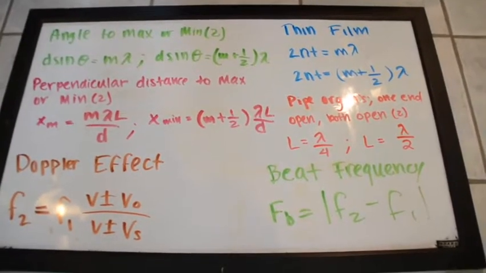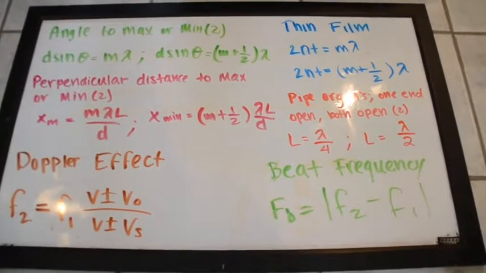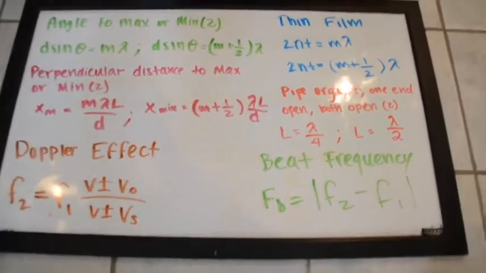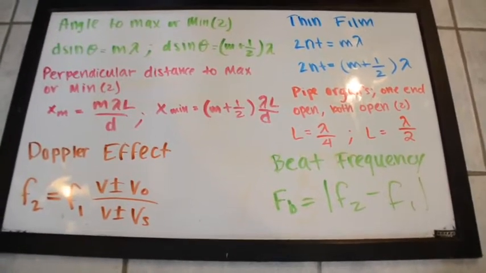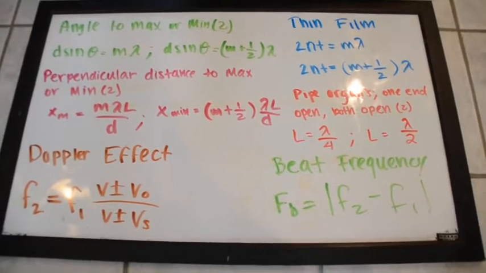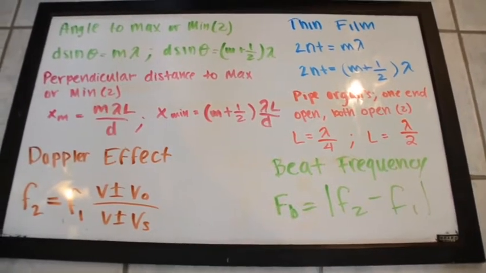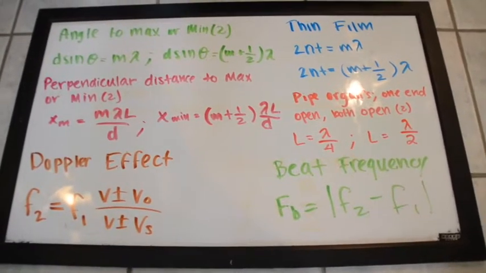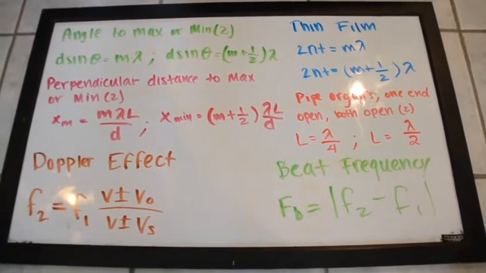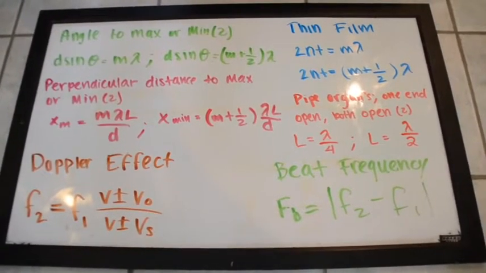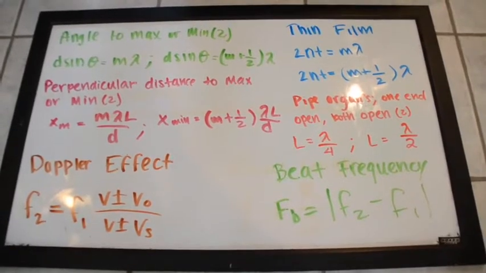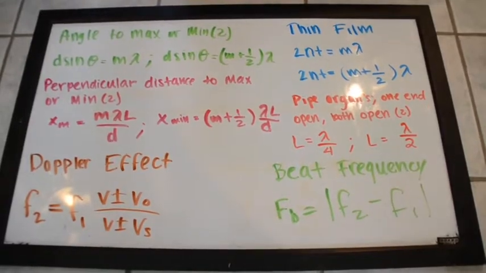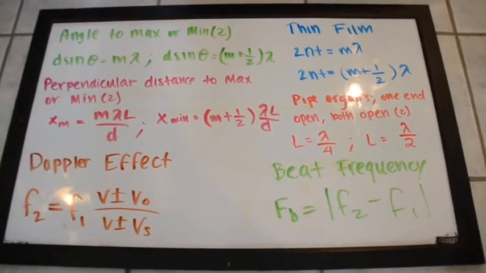These are the rest of the formulas for Unit 8. The first is angle to max or minimum, which has two. The first is d sine theta equals m times wavelength. And the second is d sine theta equals m plus 1/2, all times wavelength. Next we have perpendicular distance to max or minimum. X max is equal to m times wavelength times L over distance. X minimum is m plus 1/2 times wavelength times length over distance.